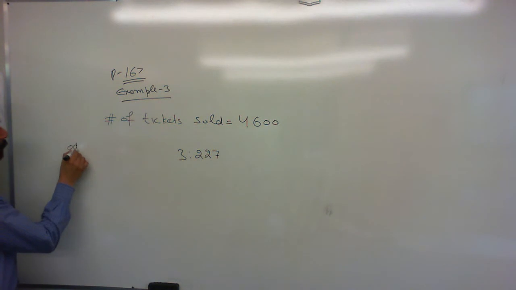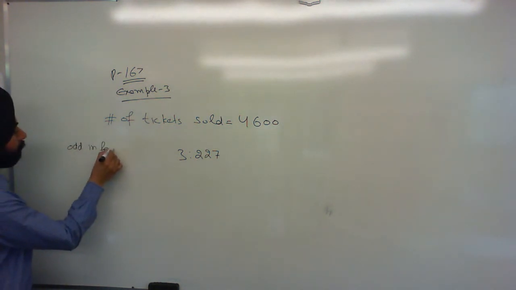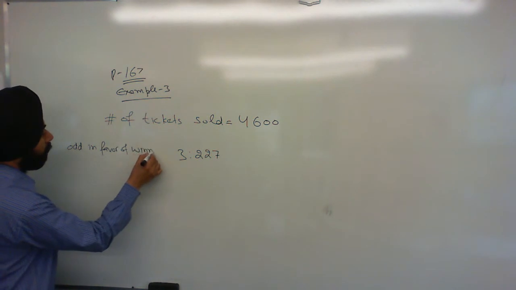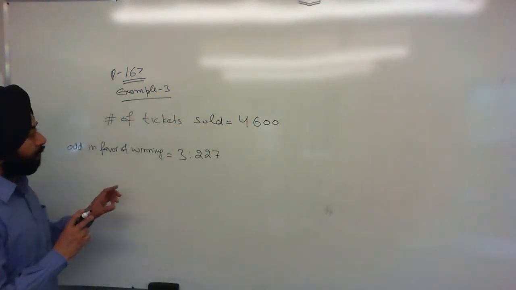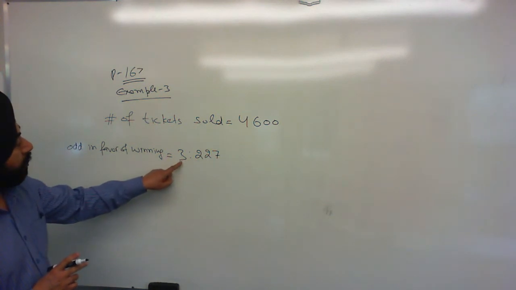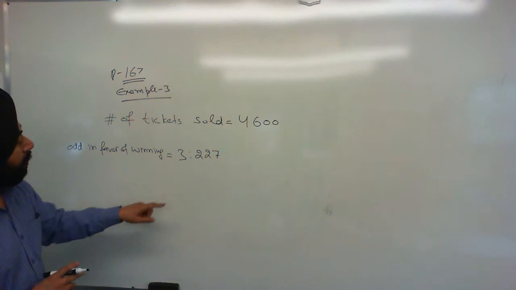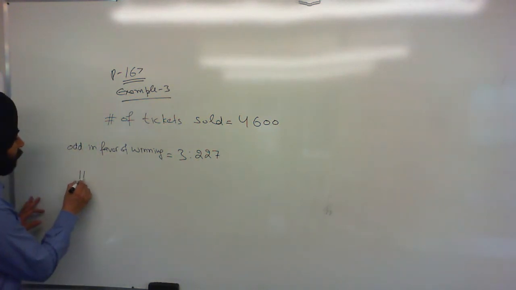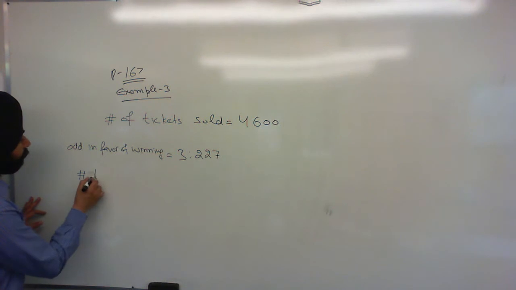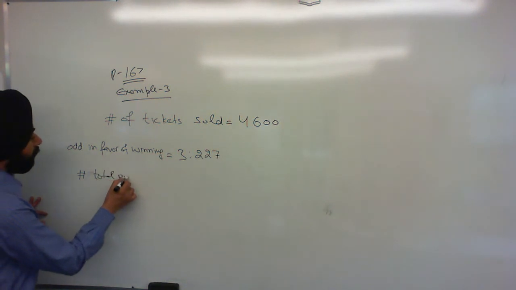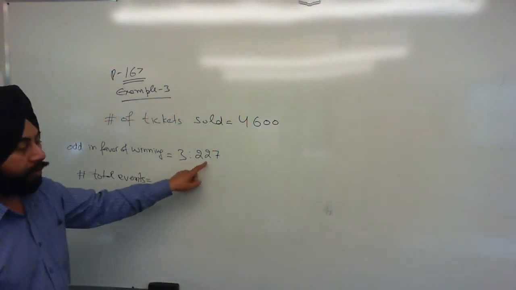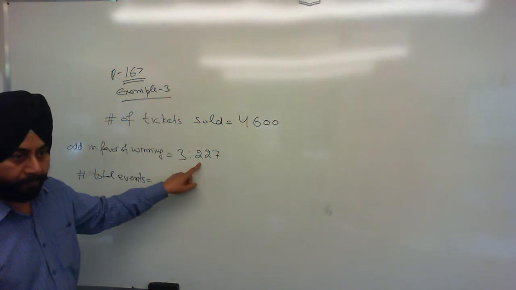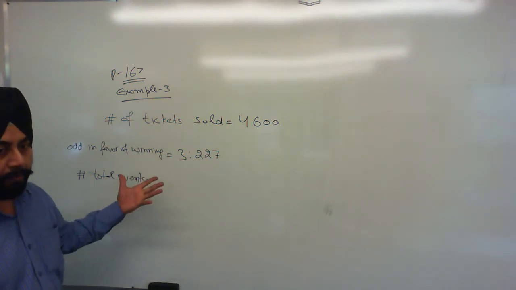Odds in favor of winning a prize is 3 to 227. Okay. First of all, you need to know from this that if these are the odds in favor of winning a prize, how do you find the total number of events if you know the odds in favor and the odds against? You add them up. Yeah, that's how you find the total number of events, right?